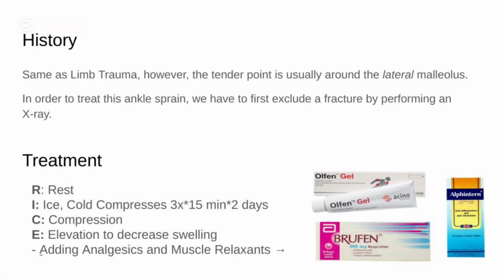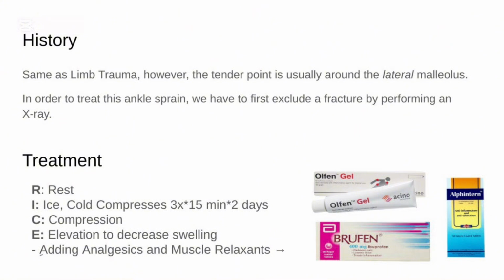The tender point in the ankle sprain is usually around the lateral malleolus, as the tendons there are very weak, and therefore damage occurs. This is the most common place where damage is caused, and therefore the ankle sprains at the lateral malleolus, causing damage in the tendons around it. Now, of course, ankle sprain is very easy to diagnose. However, we have to exclude any fractures by X-ray. That's why we perform X-rays even during ankle sprains.